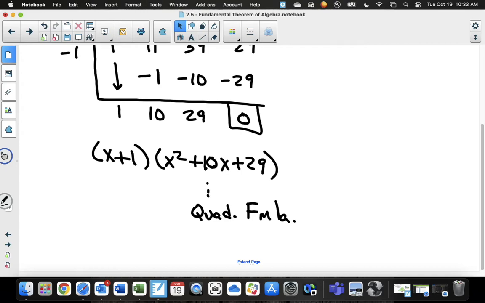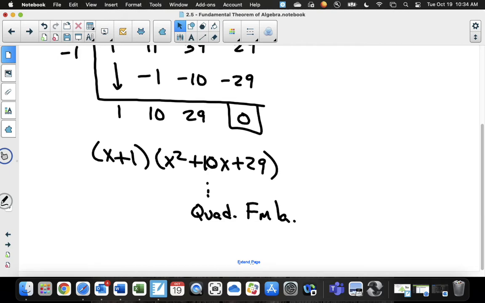Whole point of synthetic or long division is to get to a quadratic factor, so that I then can either factor or do the quadratic formula. Making sense? Getting the idea? I'm going to leave it because I think you can handle the quadratic formula. So I'm going to leave it alone on that one.